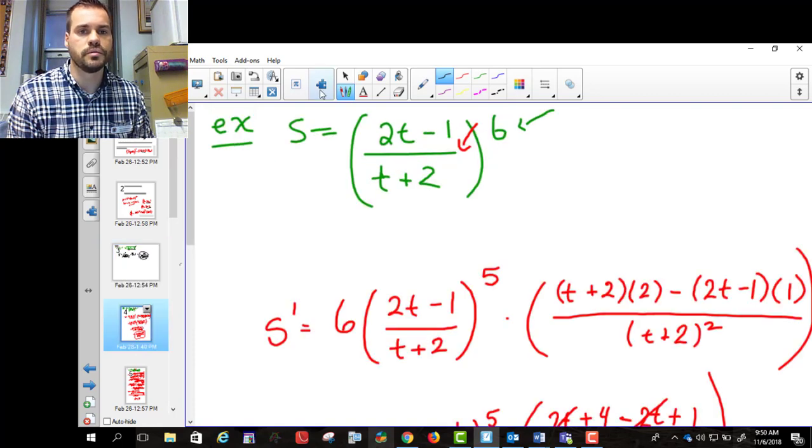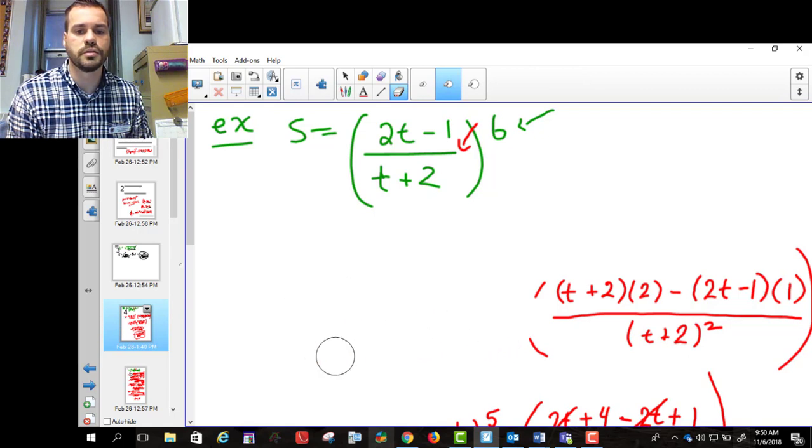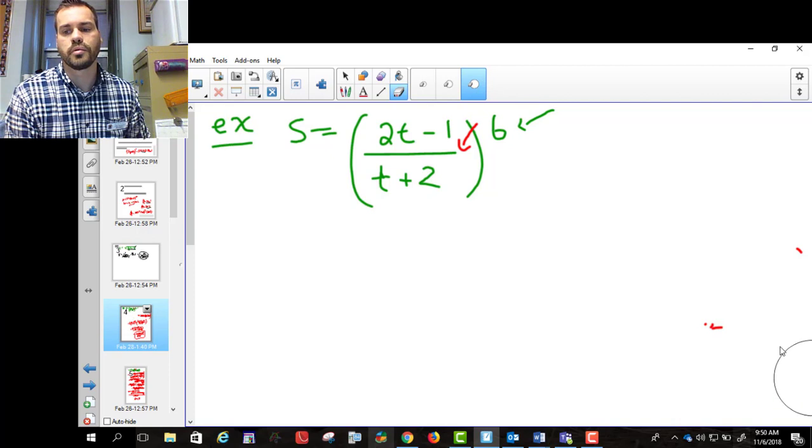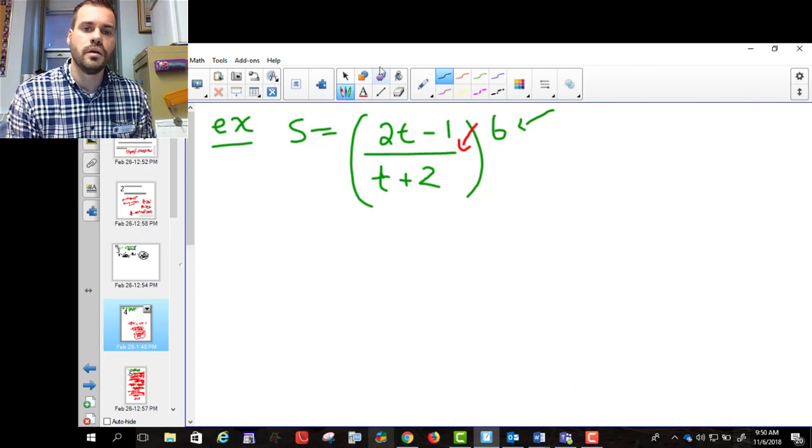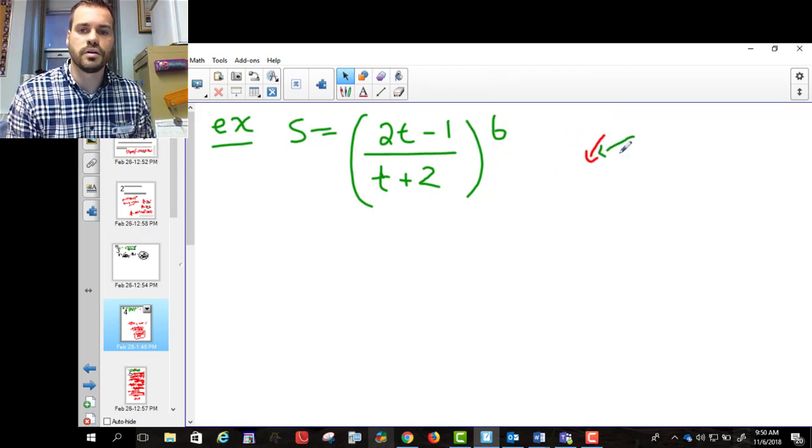Okay, here's another example. And you'll notice that these things can get pretty large pretty quickly. And I'm going to erase this because I want you to see the process. But we're going to start here. We're going to look at the fact that this is a function, 2t minus 1 over t plus 2, but it's raised to the 6th power.